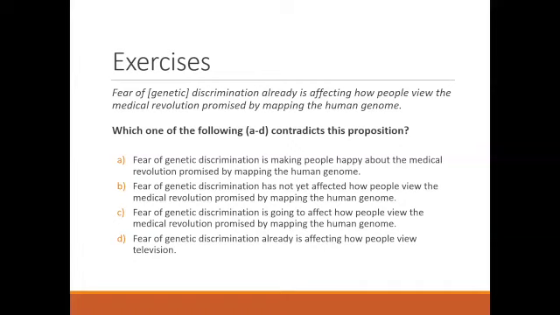The sentence at the top again says that fear of genetic discrimination already is affecting how people view the medical revolution promised by mapping the human genome. So let's start with A. Fear of genetic discrimination is making people happy about the medical revolution promised by mapping the human genome. Is it the case that that sentence, if true, will mean that the sentence at the top must be false? Or in other words, can both of these sentences be true at the same time?